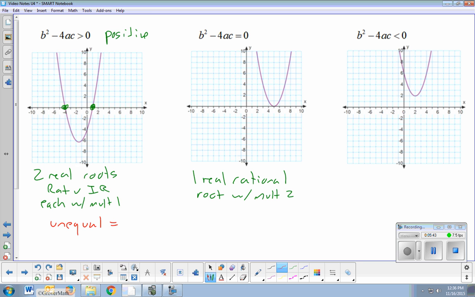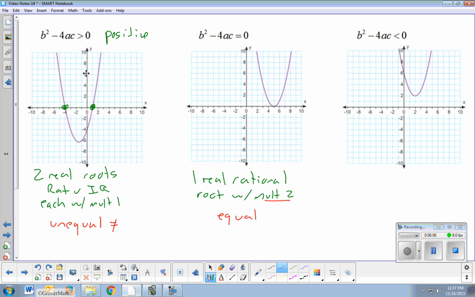Unequal, basically meaning that they're two different things. And sometimes we call this equal roots. Like there are two roots, but they're really the same root twice. That's why we call it multiplicity 2. But if you ever hear a problem referring to the roots being equal, what they really mean is a single root with multiplicity 2. And that only happens when the discriminant is 0.